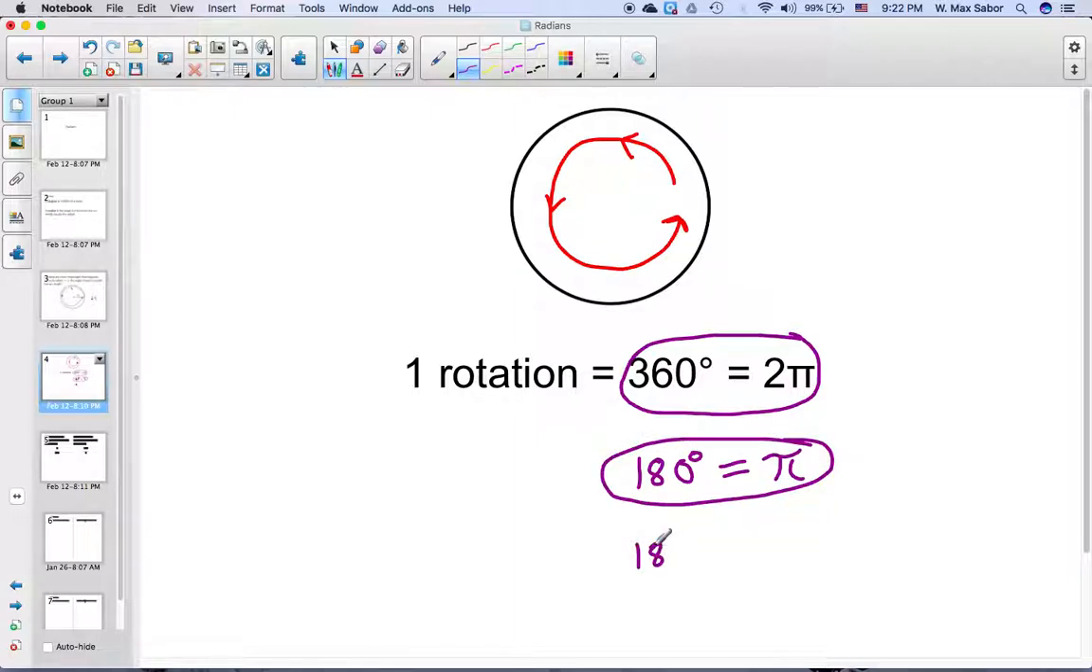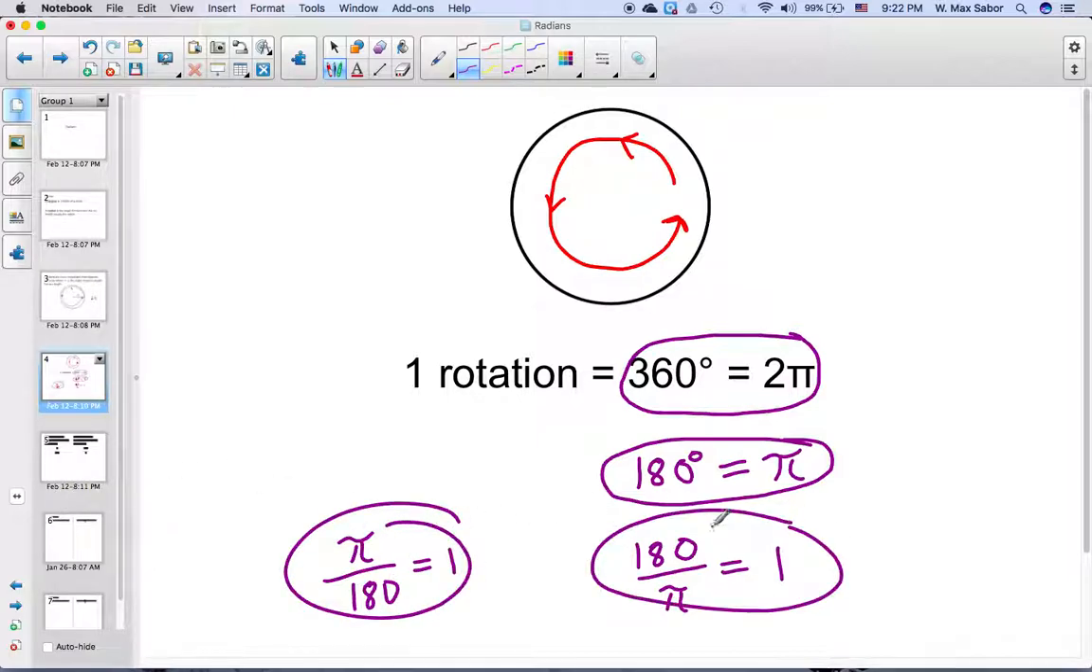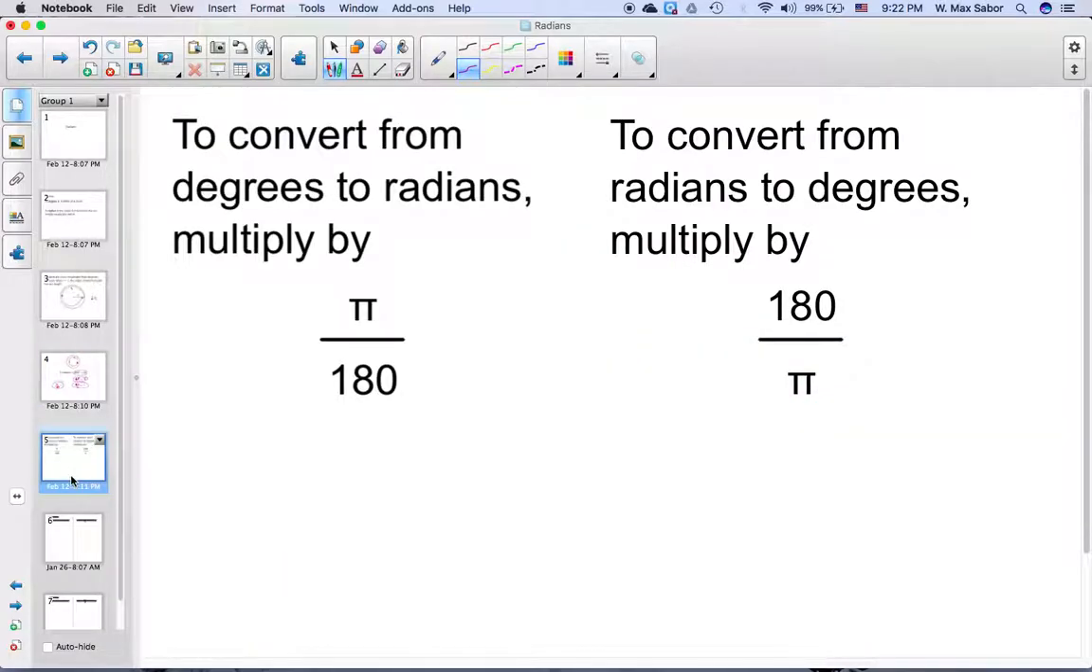And we can say by dividing pi on both sides, we could say 180 over pi is 1. Or if you divide by 180 on both sides, you get pi over 180 is also equal to 1. So those will be the conversion factors we use, pi over 180 and 180 over pi. To convert from degrees to radians, multiply by pi over 180. To convert from radians to degrees, multiply by 180 over pi.